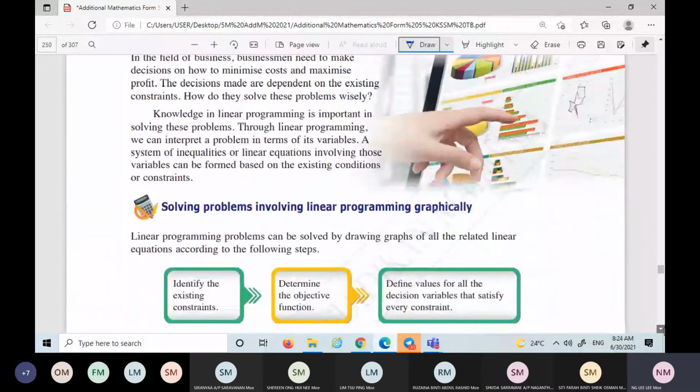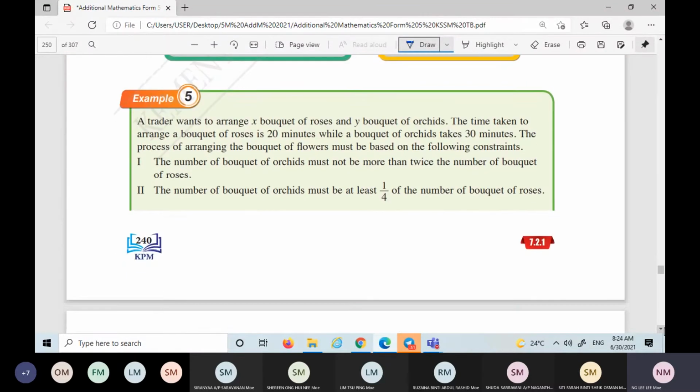Okay, we go to this example. Example 5. This one starts from the beginning. This is definitely a 10-mark question. You need to write the inequalities yourself. And then draw, and then find the region, and then get the objective function, and then draw again, and then answer the questions. This is 10 marks.